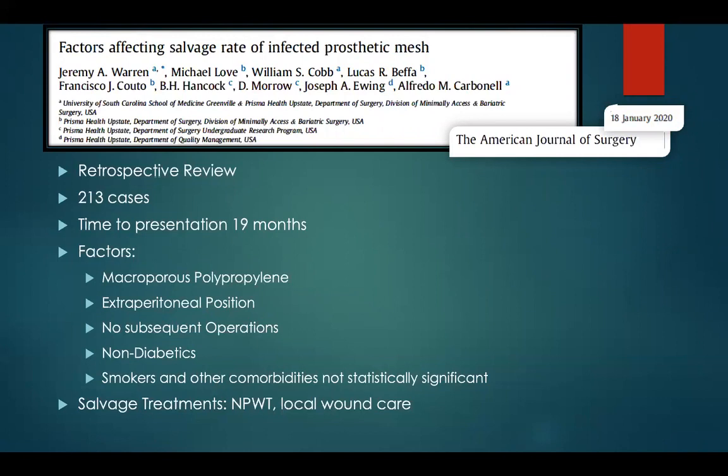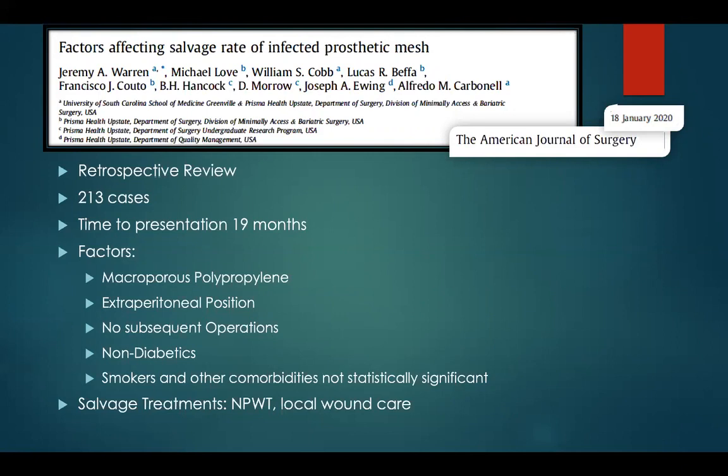So that mid-weight polypropylene can be a consideration at that initial ventral hernia in the uncontaminated field, and then known that if they get infected, they still have more of a likelihood of clearing the infection. Extraperitoneal position cannot be overemphasized, not only in this study, but I'll show you next Dr. Augenstein's study on mesh infections as well. And those intraperitoneal meshes or IPOM techniques, those are the ones that had the highest likelihood to have a mesh infection that was unsalvageable.